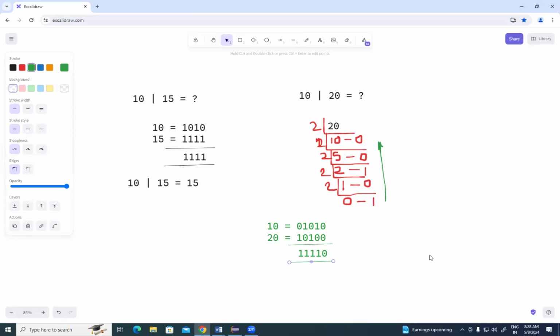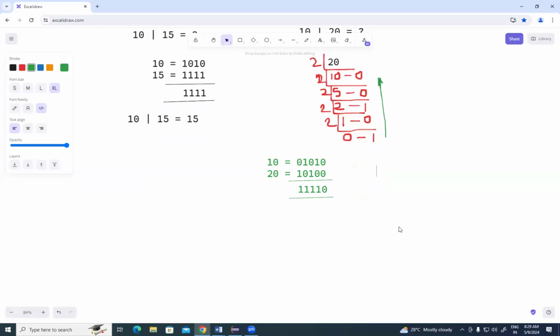This is 2 power 0, which is 1. But into digit 0, anything into 0 is 0, na? This is 2 power 1, which means 2. This is 2 power 2, 4. This is 2 power 3, 8. This is 2 power 4, 16. 16 plus 8 plus 4 plus 2 is 30. So 10 or 20, the result is 30.